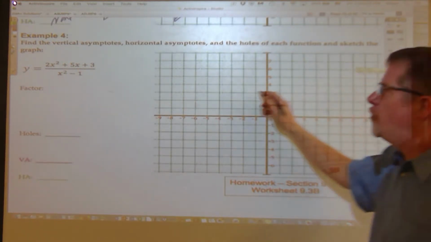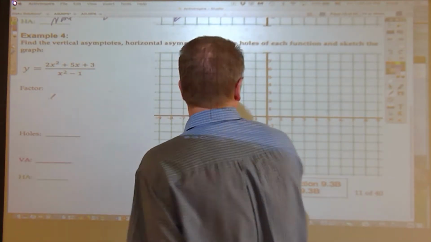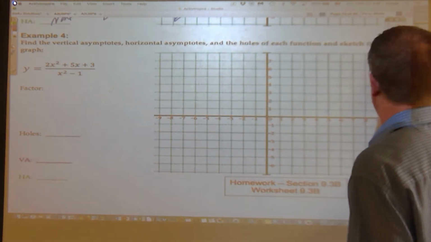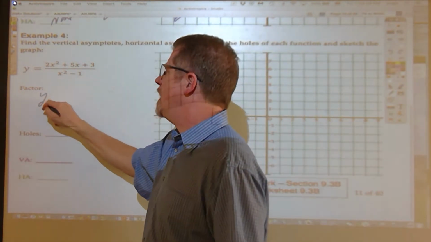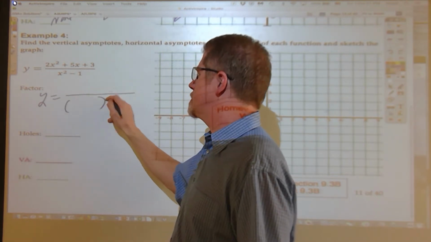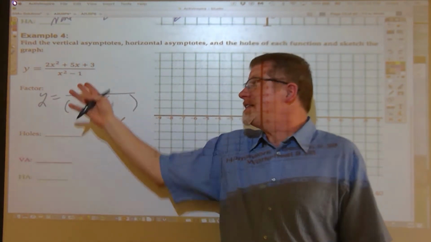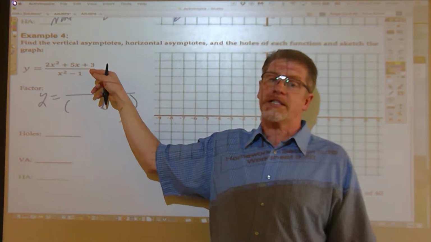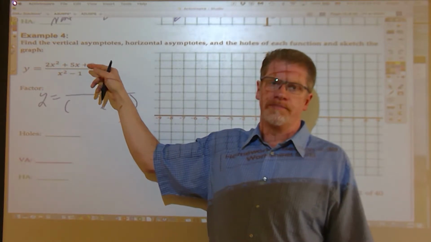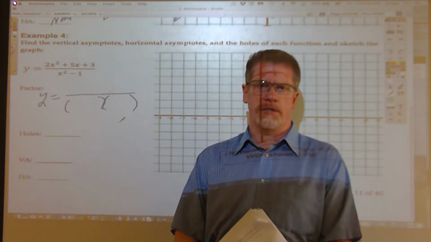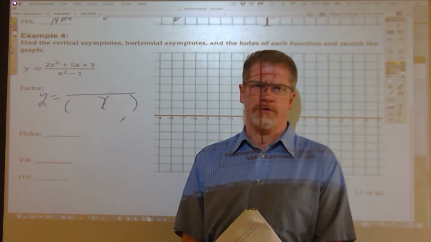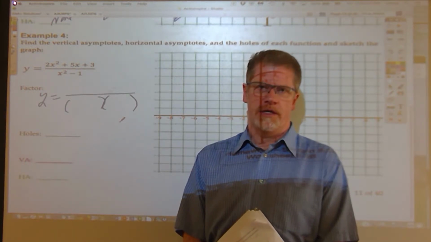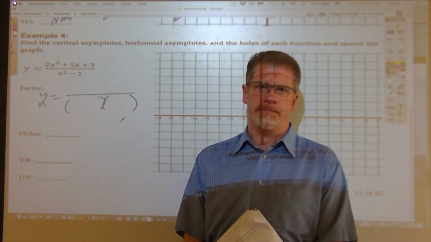The factored form of example 4 involves a denominator that is a difference of squares. x squared plus 1 does not factor, but this is x squared minus 1. It's a difference of squares. So, Jack, what is the factored version of the denominator? It's a little factoring review for you.